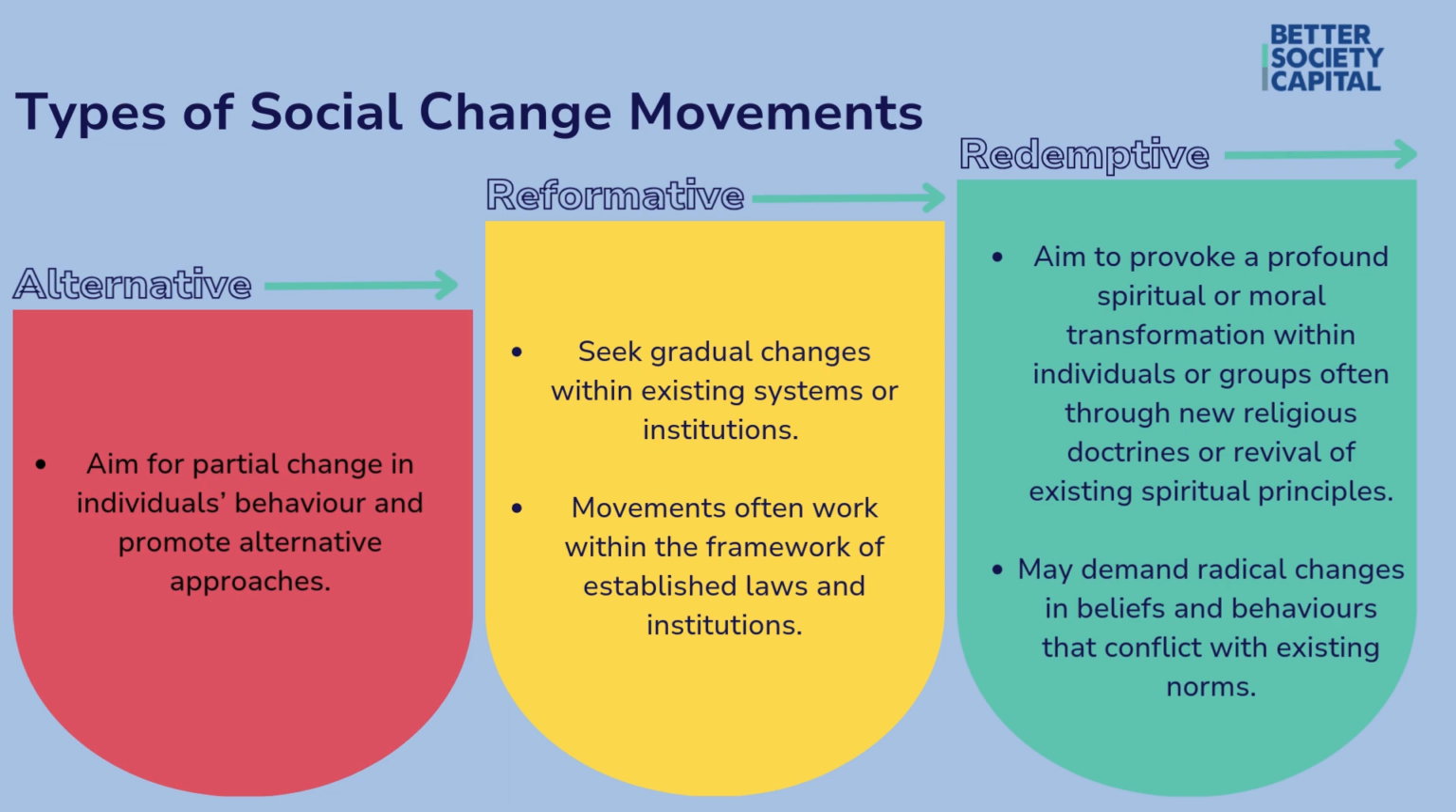Here are some of the prominent types. Alternative movements aim for partial change in individuals' behaviour and promote alternative approaches. An example of this is Mothers Against Drunk Driving. Other examples are the campaigns to promote recycling, reduce buying fast fashion, and buying from social enterprises.